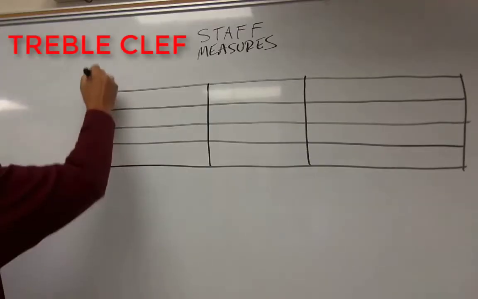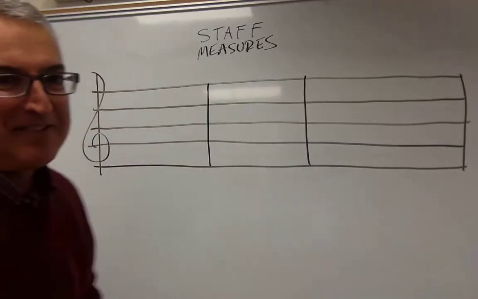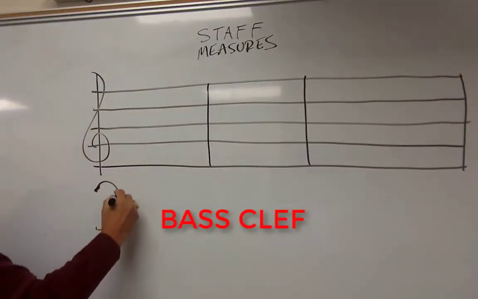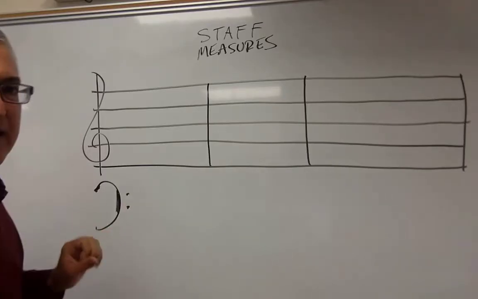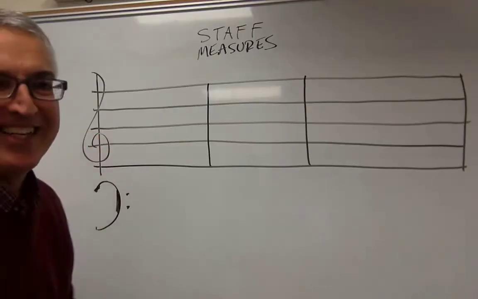Now at the beginning of the staff, if you're a high instrument, you'll be seeing a treble clef. It looks like this. At the beginning of the staff, if you're a low instrument, you'll be seeing a bass clef, which I'm just going to write down here. A bass clef looks like that. Whether you see a treble clef or a bass clef doesn't matter, but you'll see a clef at the beginning.